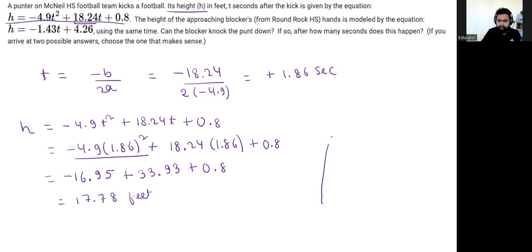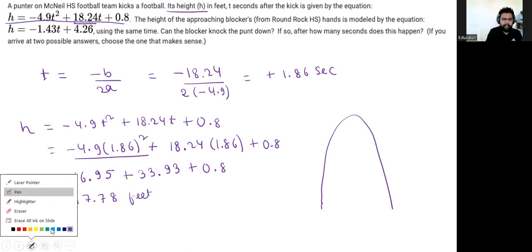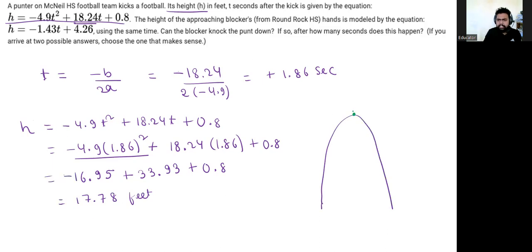So if I'm going to make something like this, okay, so what would be the maximum height? And the ball will reach at the maximum height. This maximum height y value would be 17.78. And this whole course of action will take place in how much seconds? So this whole course of action will take place at 1.86 seconds. So this is what we can do.